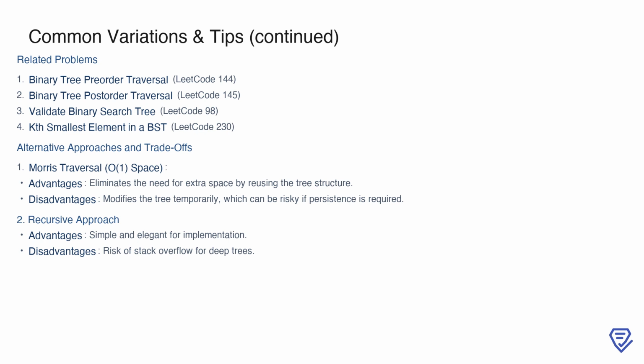Beyond these, it's also worth exploring alternative approaches and comparing their trade-offs. One such alternative is Morris Traversal, which uses O(1) space by temporarily modifying the tree structure. While this approach eliminates the need for additional memory, it comes with the downside of altering the tree during traversal, which can be problematic if the tree's original structure needs to be preserved. Another option is the recursive approach, which is elegant and concise but risks stack overflow in deeply nested trees, making it less reliable for very large inputs.